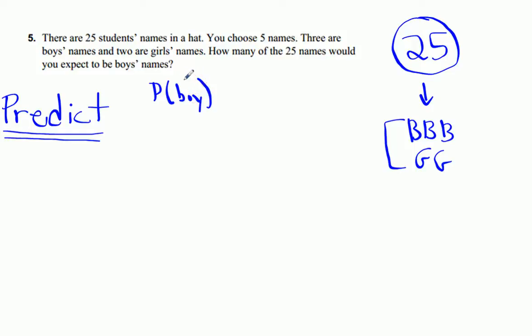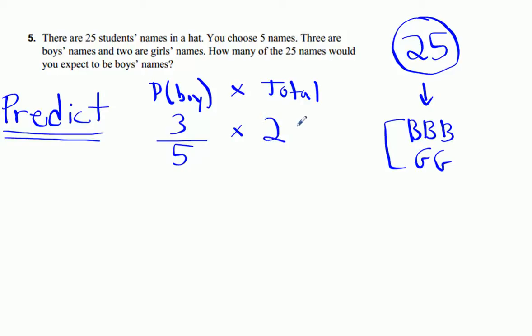What is the probability that I pick a boy out of this group? There are 3 boys out of 5 total. Now, here's where the prediction comes in. What I can do is multiply my probability by the total number of people that I have. What this will allow me to do is predict how many boys are in my total group.